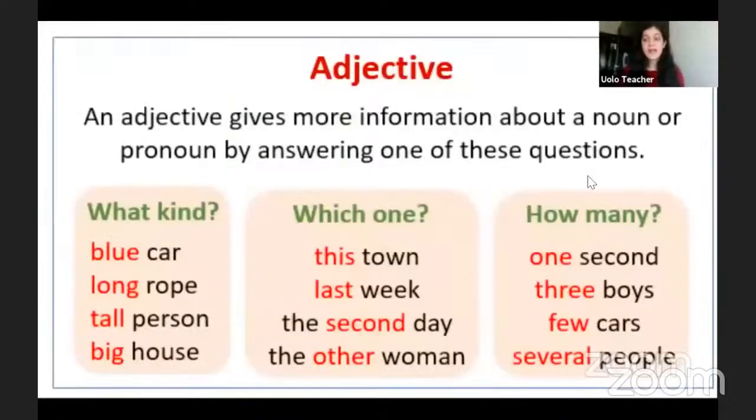Let's move on to the next topic, adjectives. An adjective gives more information about a noun or pronoun by answering one of these questions. What kind? Adjectives can be of kind. For example, a blue car, long rope, tall person, big house, beautiful girl. Which one? This town, last week, the second day, the other woman. How many? One second, 3 boys, few cars, several people. So whenever you have an adjective and you want to know, is this an adjective? You can ask these questions to remind yourself that yes, it is an adjective.